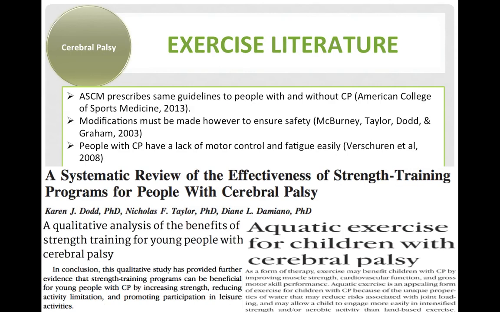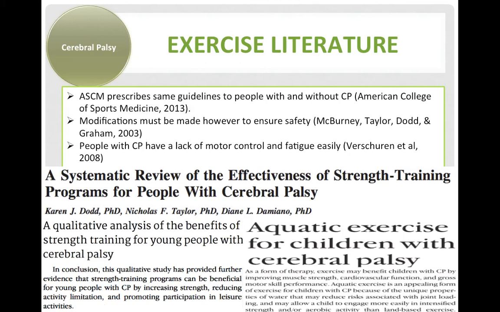As we have just discussed, CP has varying degrees of severity and symptoms, and so exercise prescription must be treated with care. That being said, it is outlined by the Australian College of Sports Medicine that the same guidelines for exercise in the general population can be used on individuals with cerebral palsy. Of course, modifications will have to be considered and made though, and when coming up with an exercise plan, it must be kept in mind that clients with CP have a lack of motor control and are prone to early fatigue.